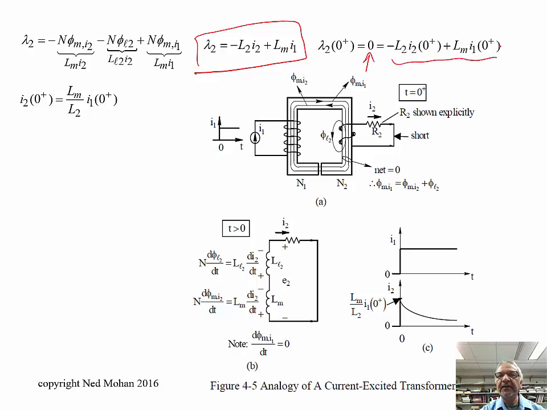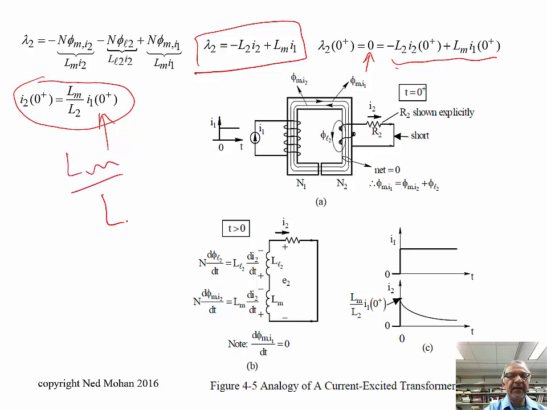Okay, so I have written this equation here, and at time t0 plus, this flux linkage is 0, so these two terms, summation equals 0, and therefore I2 at t equal to 0 plus is related to this step jump on I1 by this Lm over L2. And this will be exactly equal to 1 if the leakage was 0. But we want to take leakage into account.